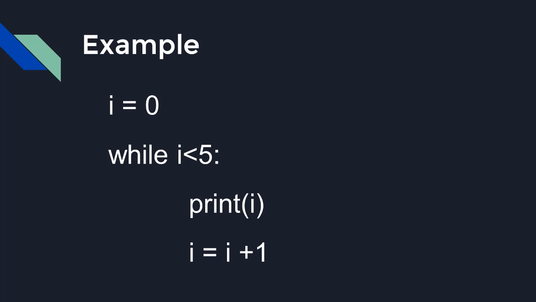And as you can see, there are three main steps involved in it. First is the initialization. So i = 0 was our initialization. Next is the condition. So i < 5 was our condition. And then i = i + 1 is called updation. So initialization, condition, and updation are important to execute a proper while loop.